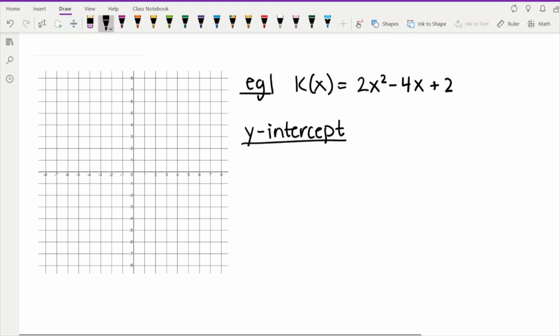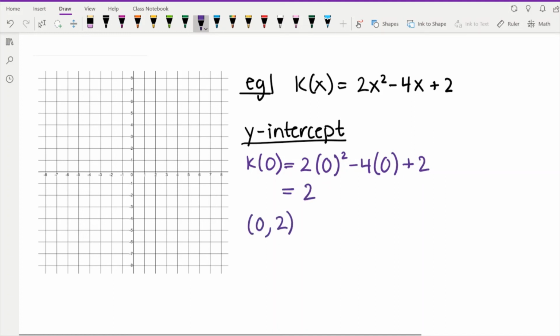So the y-intercept of this is going to be k of 0. So that's going to be 2 times 0 squared minus 4 times 0 plus 2. So we get 2, and so that means that the y-intercept is the point (0, 2).